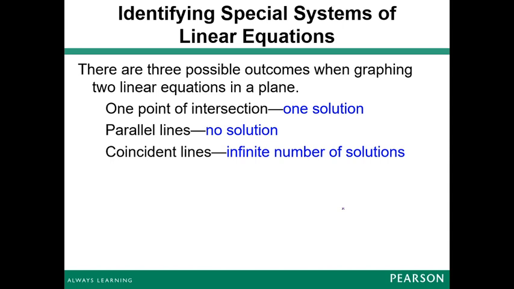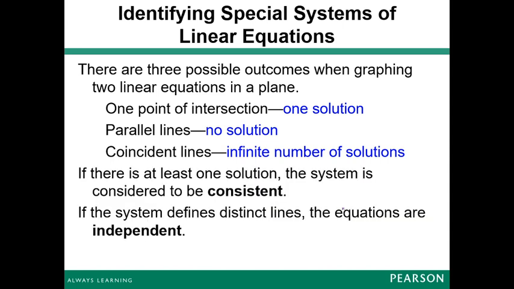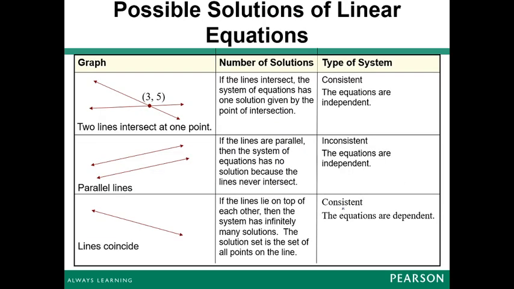So, if there is at least one solution, the system is considered to be consistent. But if the lines are distinct, the equations are independent. Look at this beautiful table that we have. We have two linear equations, and this graph has an intersection. Two lines intersect at one point. The system of equations has one solution, given by the point of intersection.